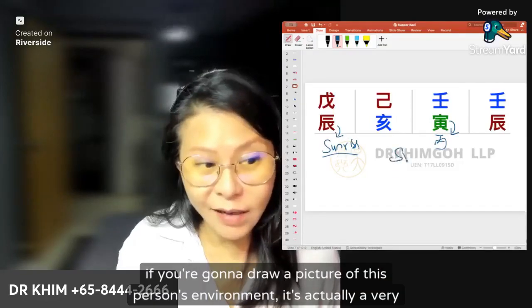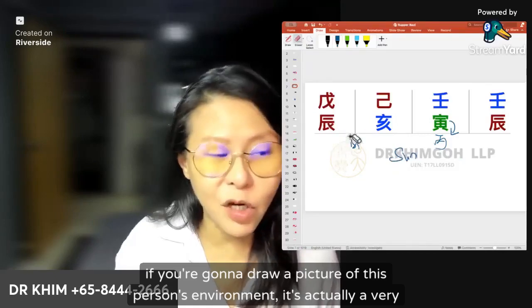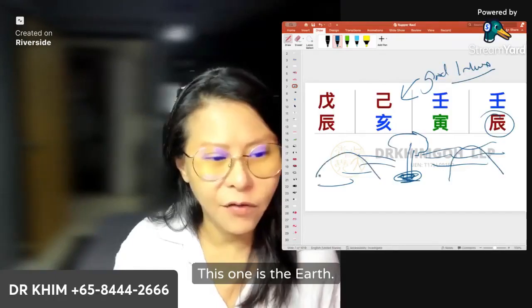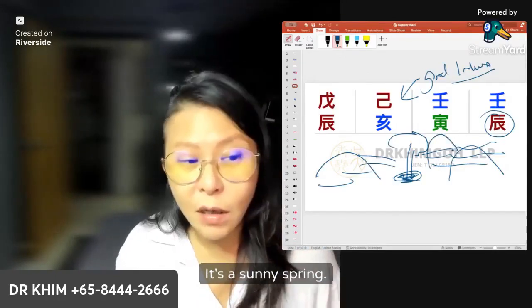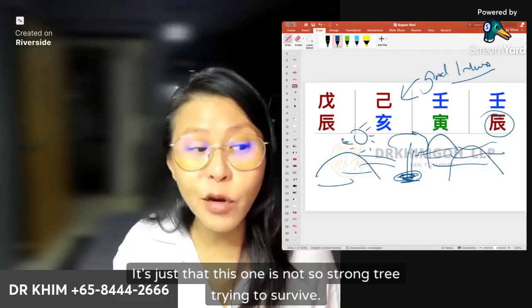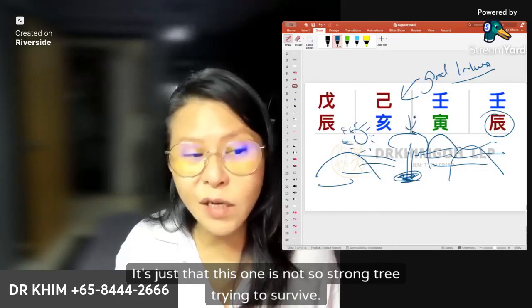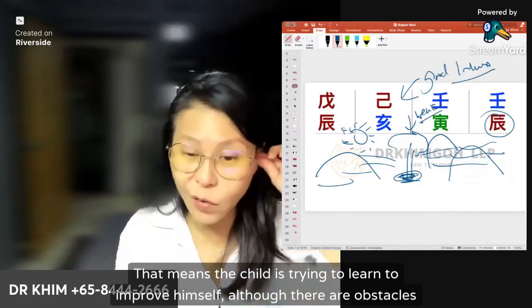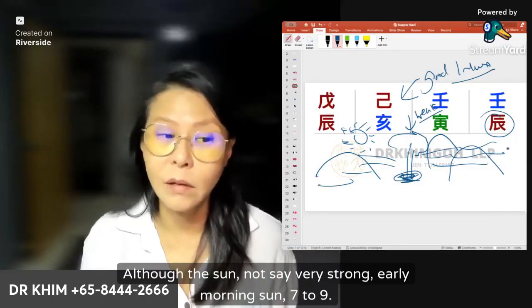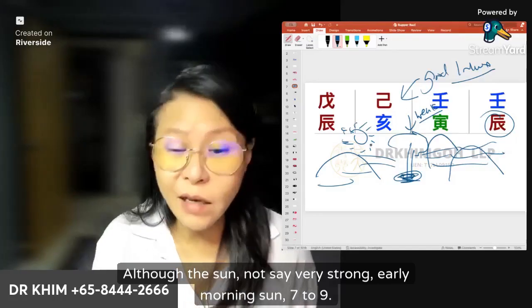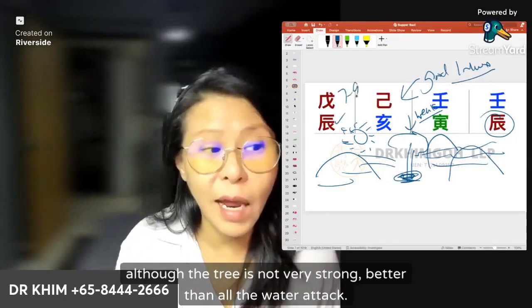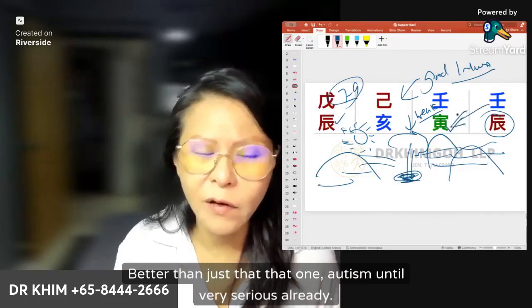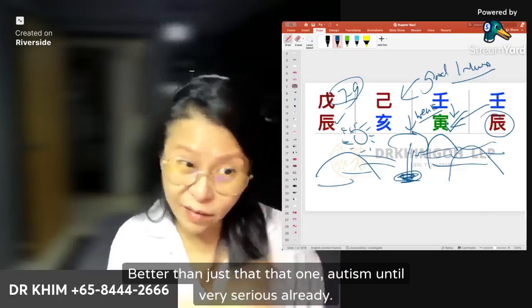If you're going to draw a picture of this person's environment, it's actually a very nice environment. So this person confirm good looking. What? This one is the earth. And that 3 mountains trying to help me. And then it's a sunny spring. It's just that this one is not so strong, weak. Trying to survive. That means what? The child is trying to learn to improve himself, although there are obstacles around. Although the sun not say very strong, early morning sun 7 to 9. Then although the tree not very strong, better than all the water attack or better than just now that one, right? That one's autism until very serious already.